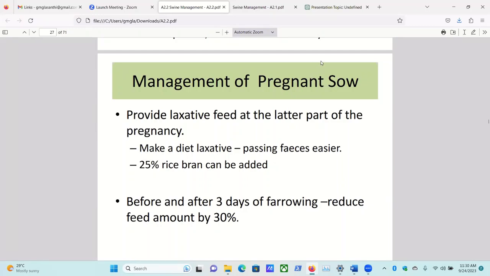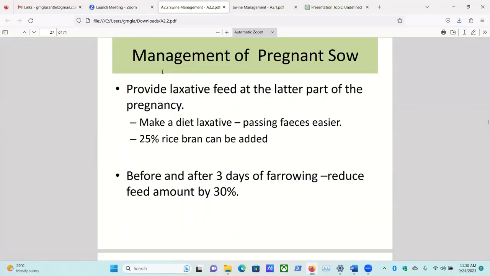Because of the fetus. That's why laxative feeding is important.